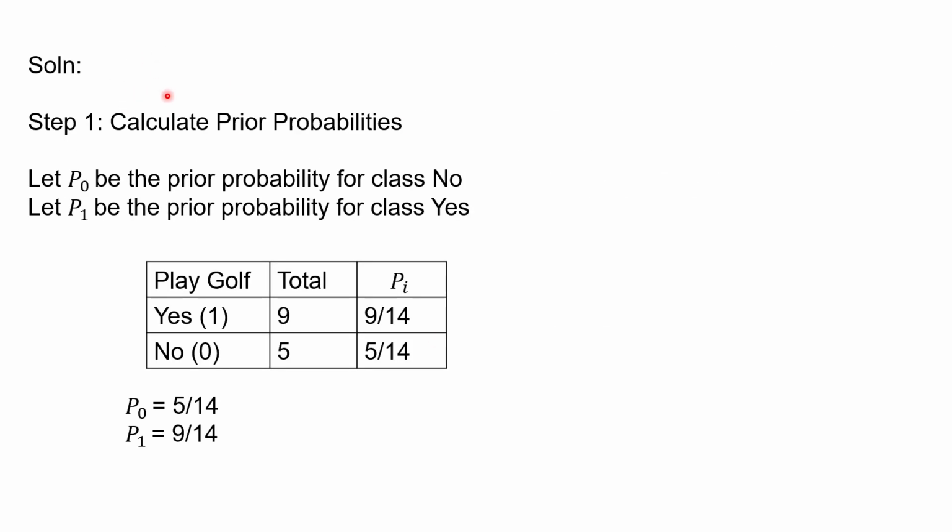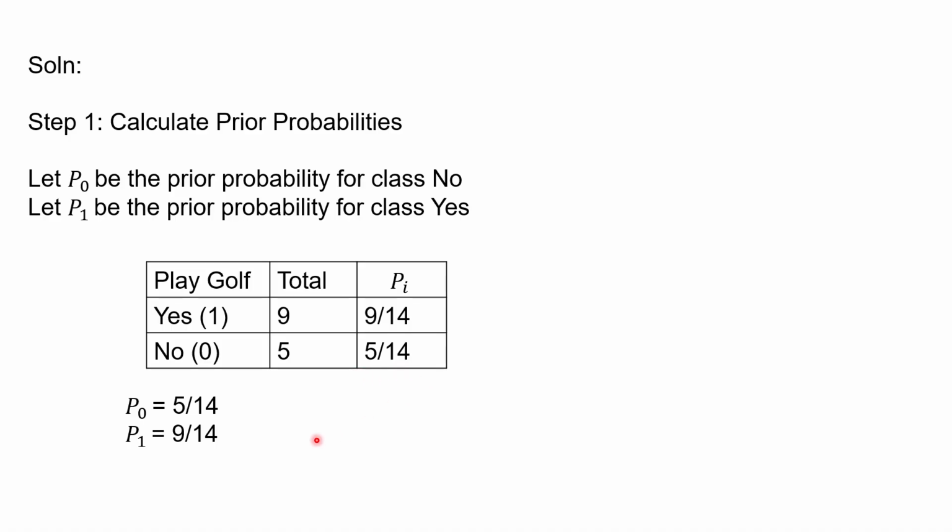So, let us see the solution. Step 1, we calculate the prior probabilities. As I have said, the total probability value in the given frequency table is 14. And for a yes class, the total probability value is 9 and no class, the total probability value is 5. So, for yes class, the prior probability is 9 divided by the total probability, which is 14. Similarly, for no class, it is 5 divided by the total probability 14, that is 5 by 14.